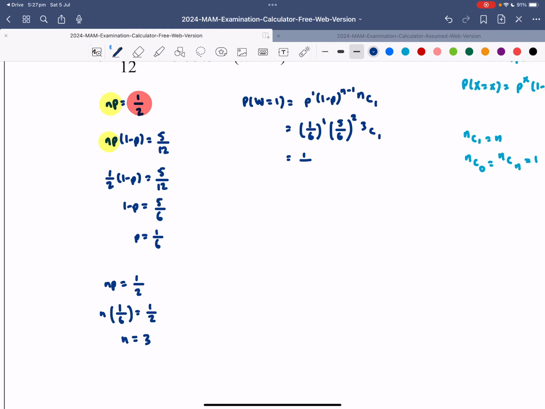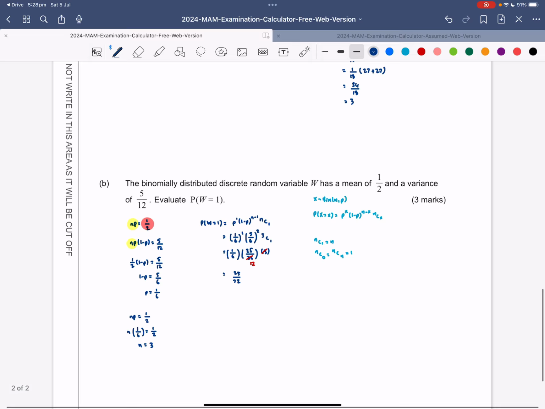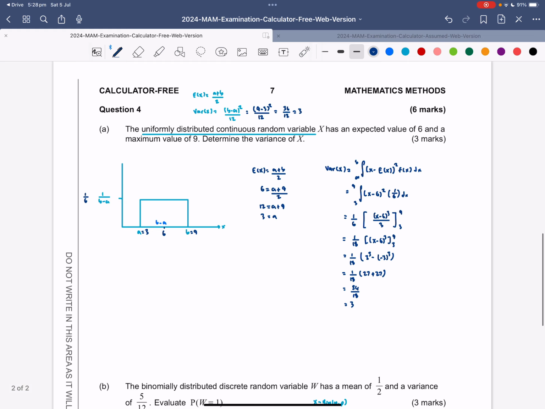So what does that yield us an answer of? So we have 1/6, and then 5/6 squared is 25 over 36, and then times by 3. Okay, cool. So you had to be good with your algebra. The 3 and that could become a 12, and then we're pretty good. So effectively, final answer is 25 over 72 is the probability that W is 1. So there you go, binomial without a ClassPad. Okay, so that's all the probability that was in the calc-free.